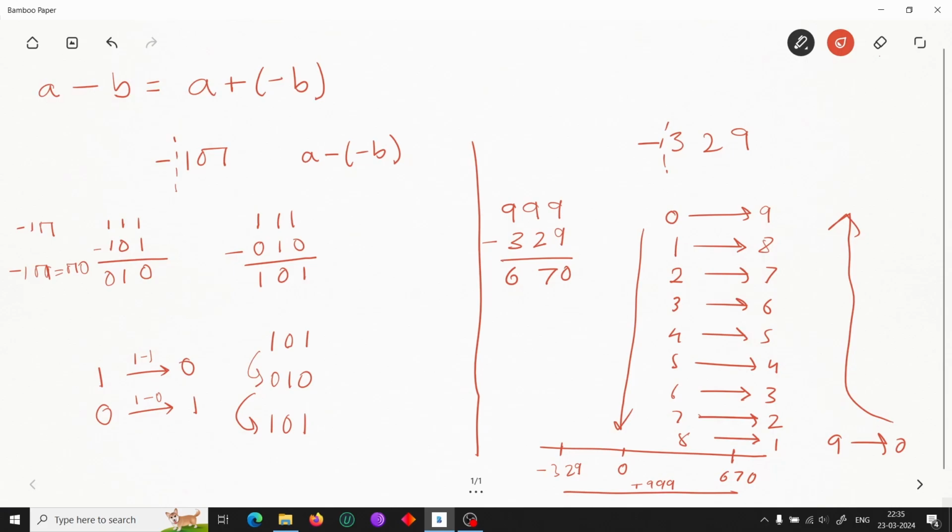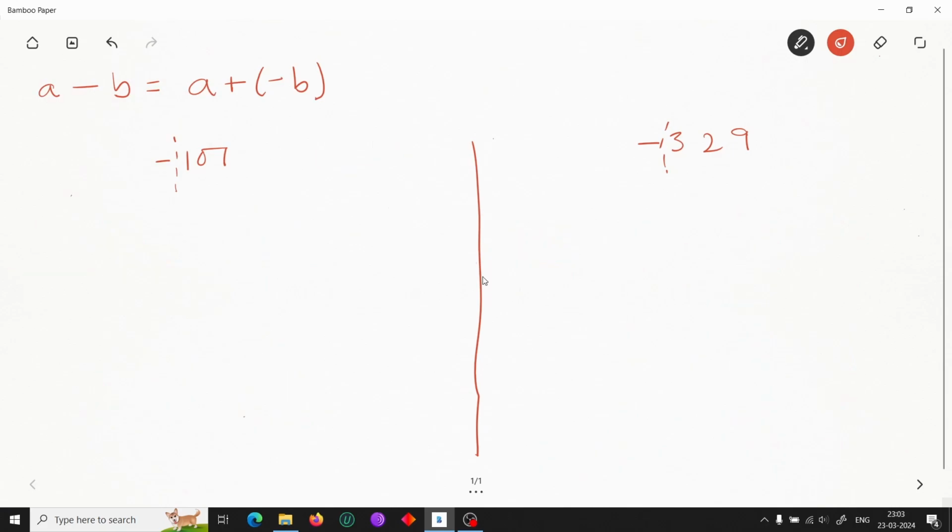You just flip the bits. It's just a NOT operation basically. Now for the sign, okay? So for a number, there are only two possibilities, right? Either it's a positive number or it's a negative number, right?